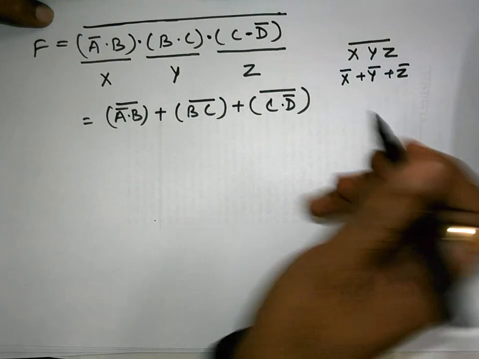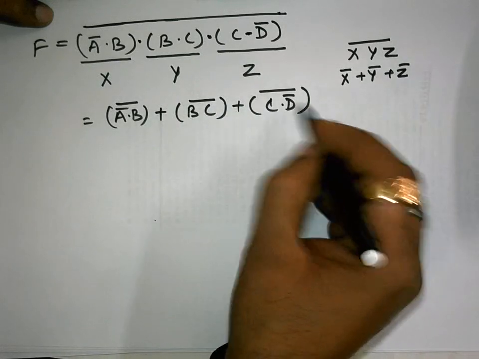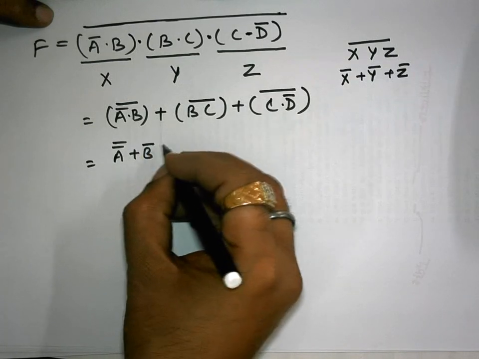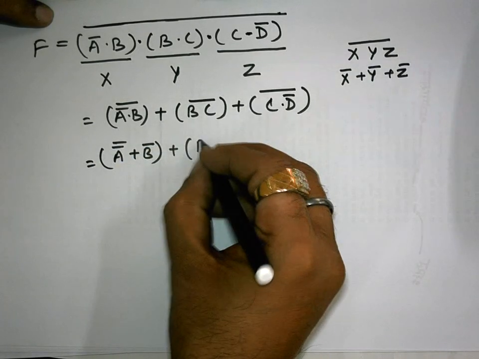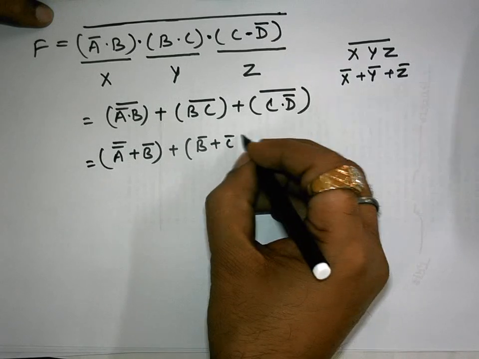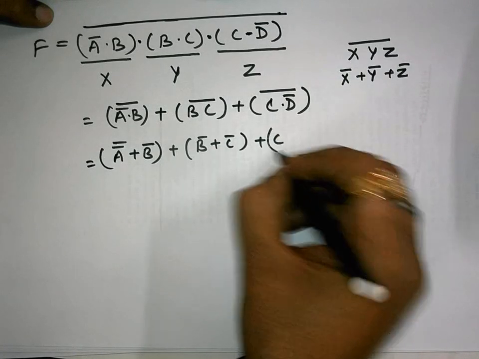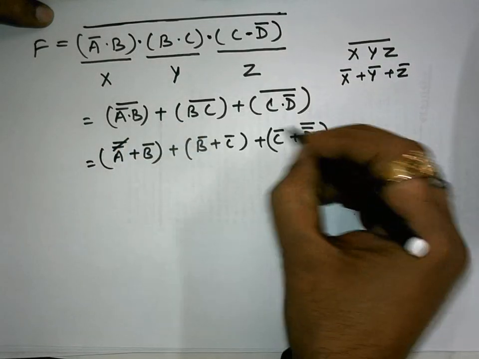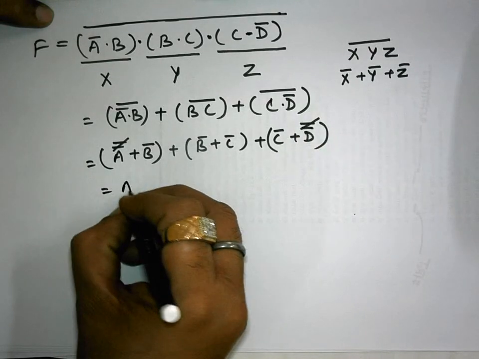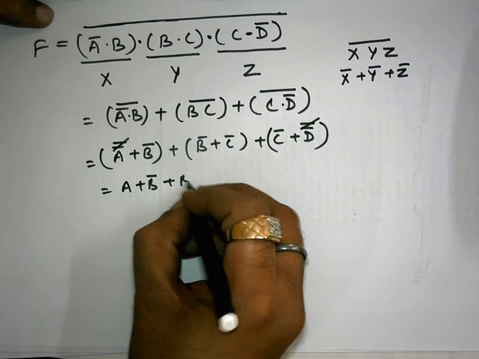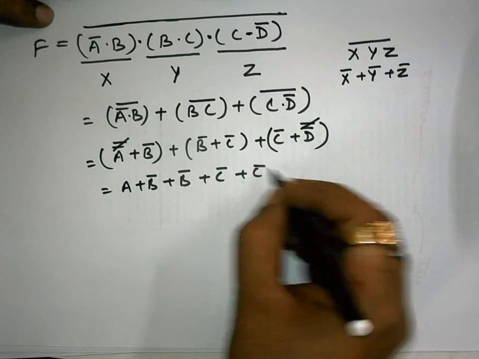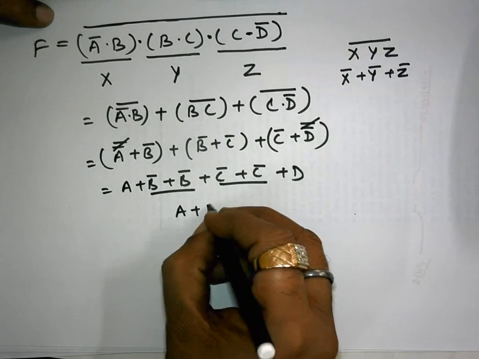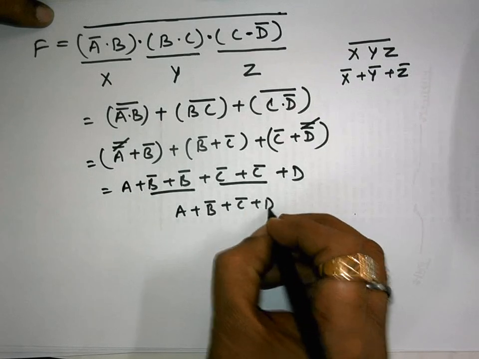Now once again we can apply De Morgan's theorem between these brackets. So this will be a double bar plus b bar, plus b bar plus c bar, plus c bar plus d double bar. The double bars cancel. So this is a plus b bar plus b bar plus c bar plus c bar plus d. They are the same terms, so this is a plus b bar plus c bar plus d.